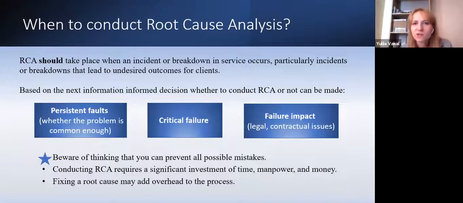Okay, so another question. Could you please be more specific how to define which defects are best to be considered for root cause analysis if we have hundreds of them? Well, hundreds of thousands.